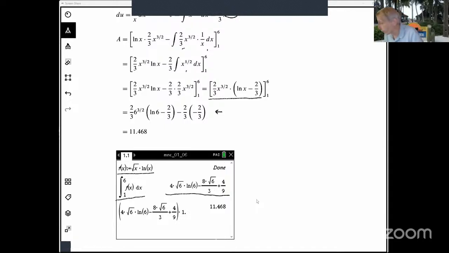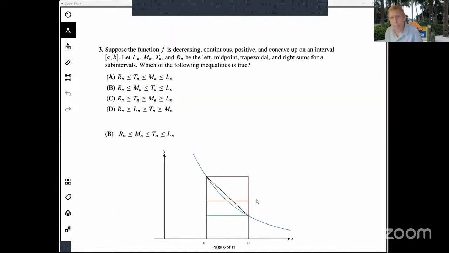Integration by parts, classic problem-solving skill there that you need to let u be equal to the log of x. Good question. Tom, do you have anything on this one? Yeah, Steve, I think so. Okay, go ahead. All right.